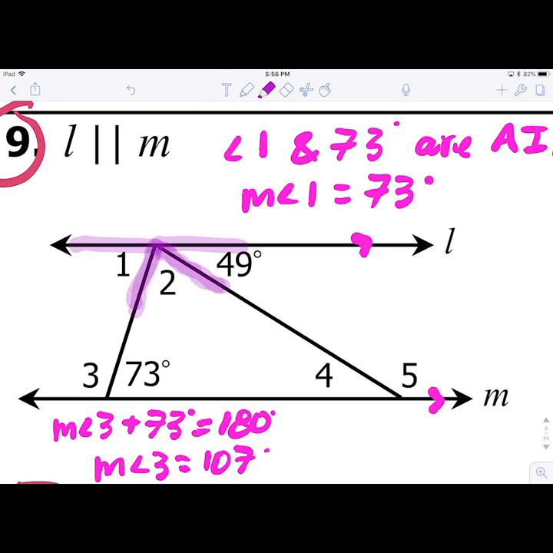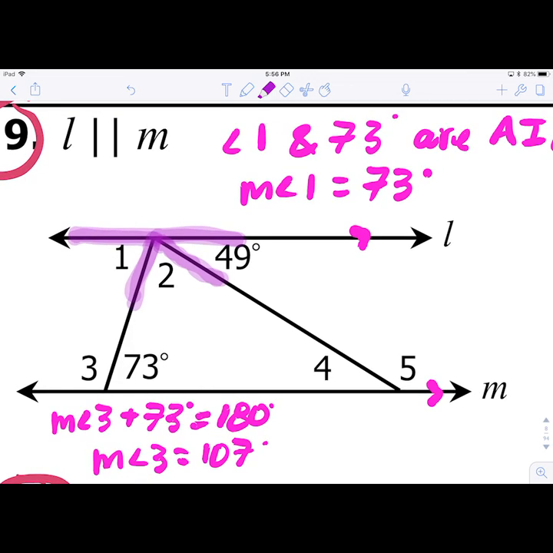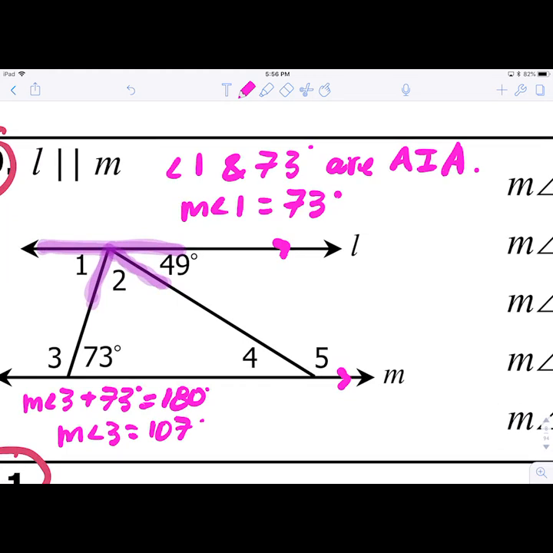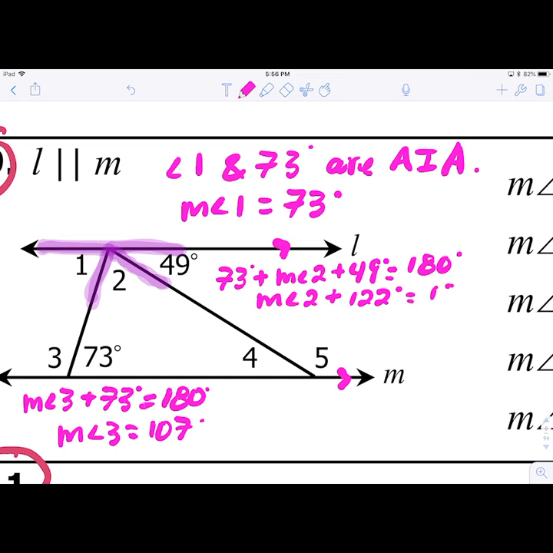And they form line L. So what do they add up to? 1, 2, and 49. They're going to add up to 180 degrees. Well, I already know that the measure of angle 1 is 73. Don't know what the measure of angle 2 will be, and then I know I got that 49 degrees right there. We know that's going to equal 180 degrees. Let's just do some rearranging. 73 plus 49, that's 122. Therefore, the measure of angle 2 will equal 58 degrees.